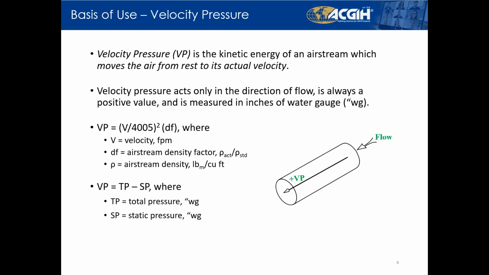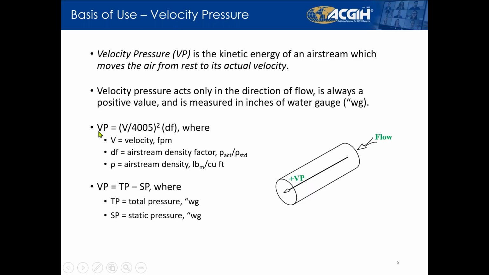Velocity pressure, which we term VP, is the kinetic energy of an airstream which moves the air from rest to its actual velocity within the system. Now, velocity pressure only acts in the direction of flow. It's always a positive value, and we measure it in inches of water gauge.